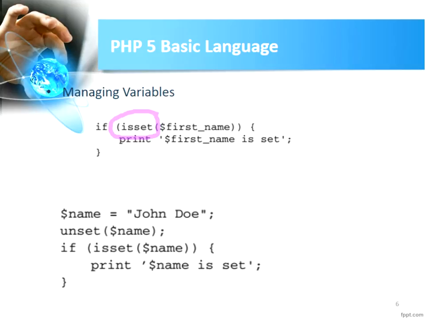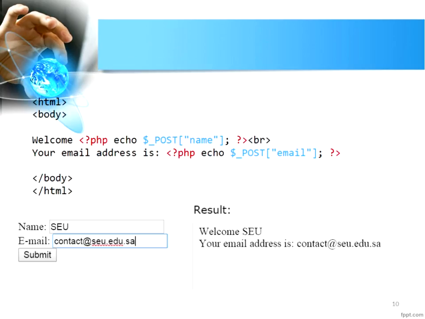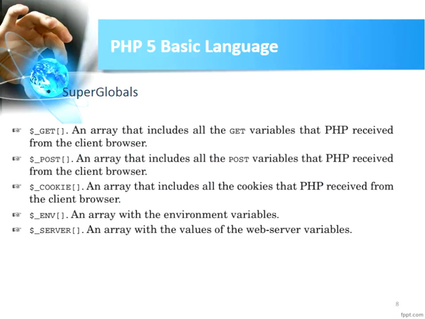We said how we can manage different variables in PHP. We discussed together isSet function, also unset function, and empty function. So isSet, unset, and empty are three predefined functions provided by PHP to manage variables.